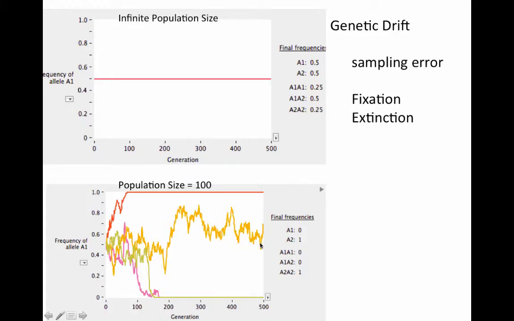And the reason for that is due to a thing called sampling error. Because you have such a small population size, each individual represents a larger portion of the whole. And so if you think about it, if you flip a coin, you can get a coin to come up heads a fairly large number of times. And if you flip that coin 100 times, you're going to get some rare events.